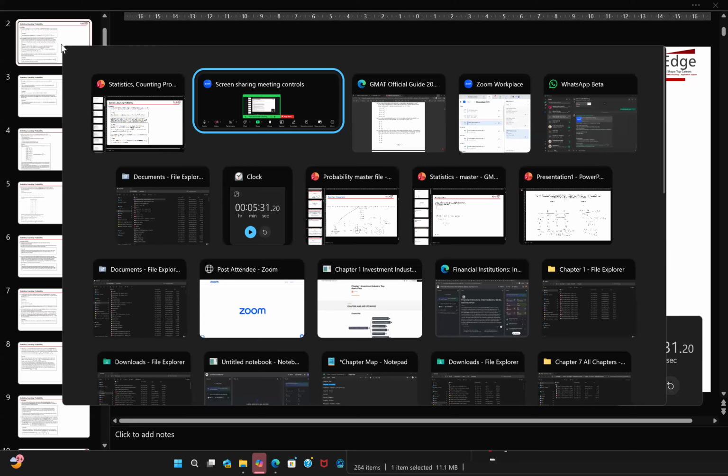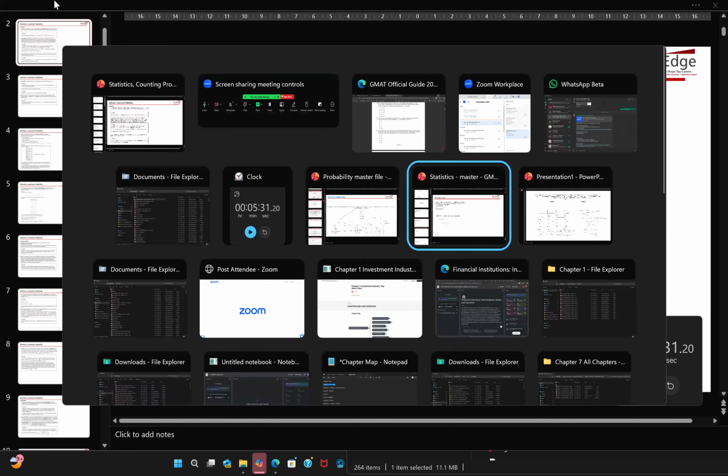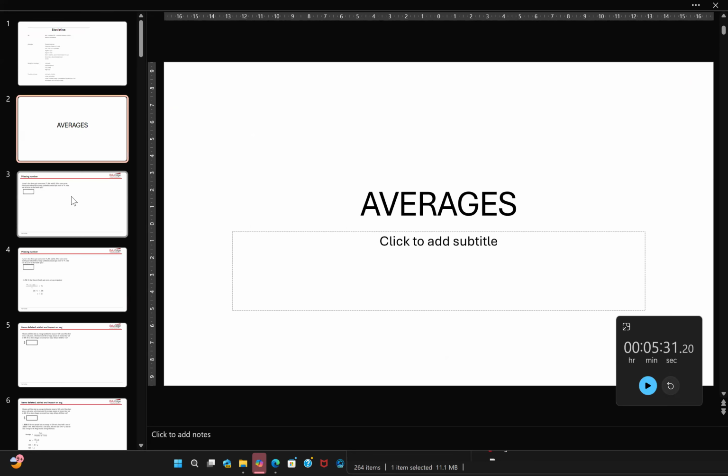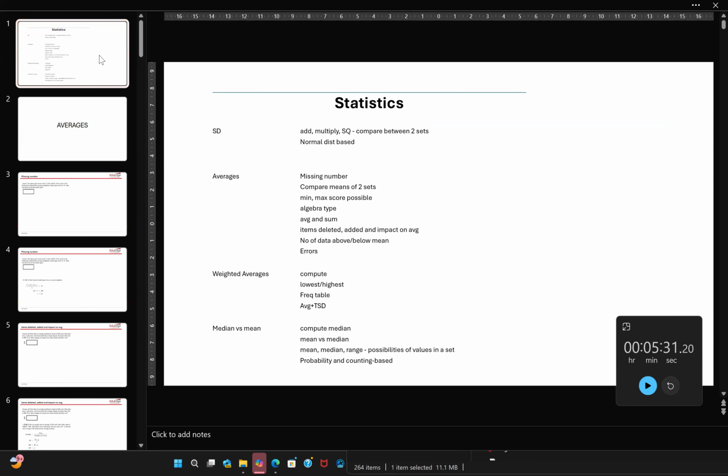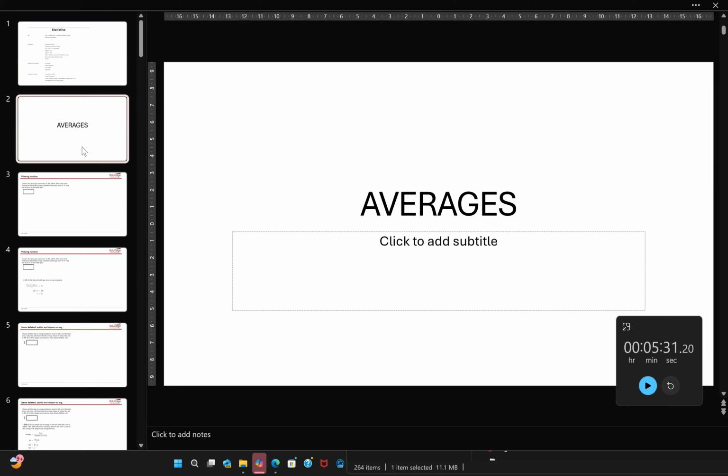So we'll do some simpler stuff and then we'll go to the advanced things. Today we're going to do averages and statistics, and if time permits, maybe a bit of counting and probability. It does not have a lot of weightage, but you can expect some questions on counting or statistics.